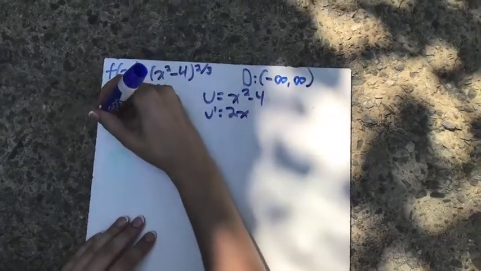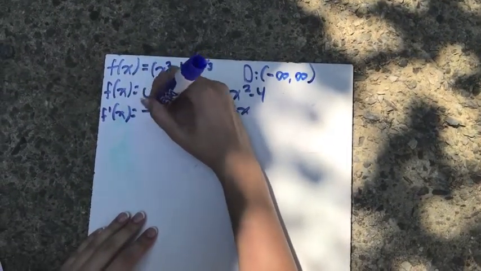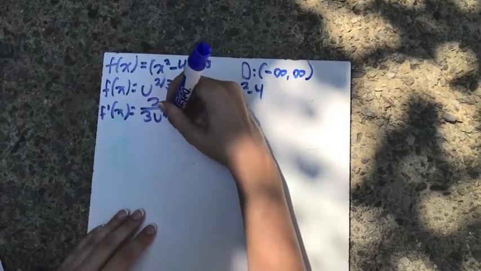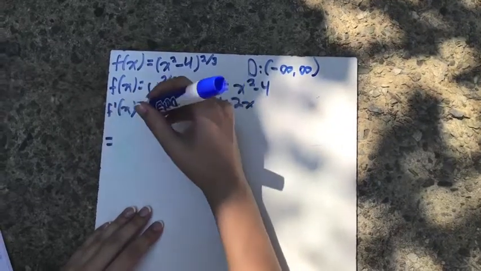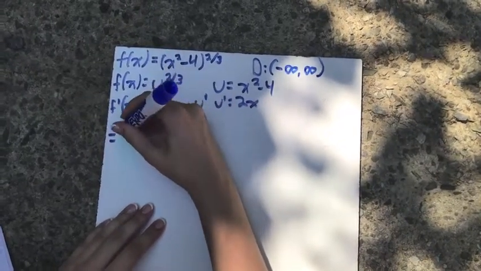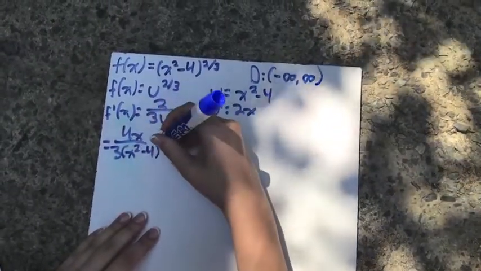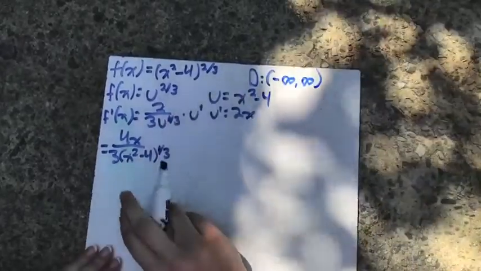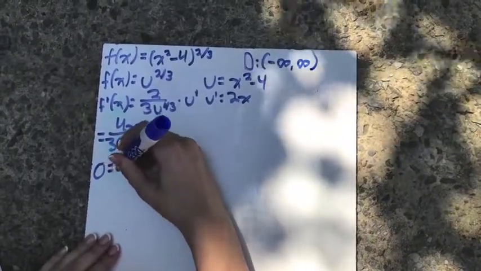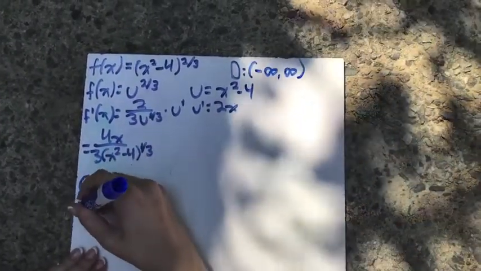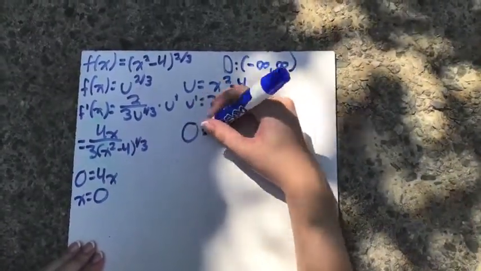Then we'll find the first derivative. So f prime of x equals 2 over 3 u to the 1/3 times u prime. Plug in these numbers, and that will give you 4x over 3 times x squared minus 4 to the 1/3. Now you have to find your critical points using both numerator and denominator. So first, you set the numerator equal to 0, and that will give you x equals 0. Then, you'll set the bottom equal to 0.